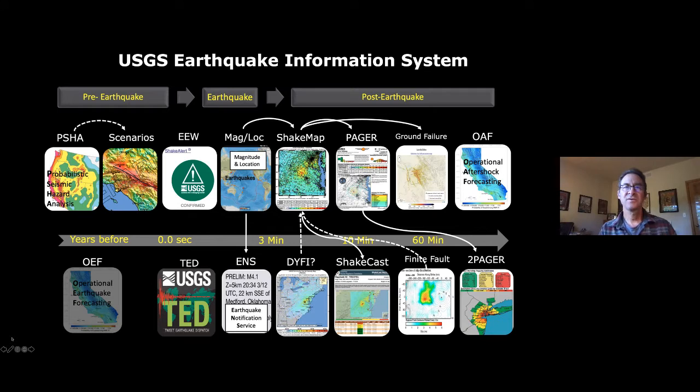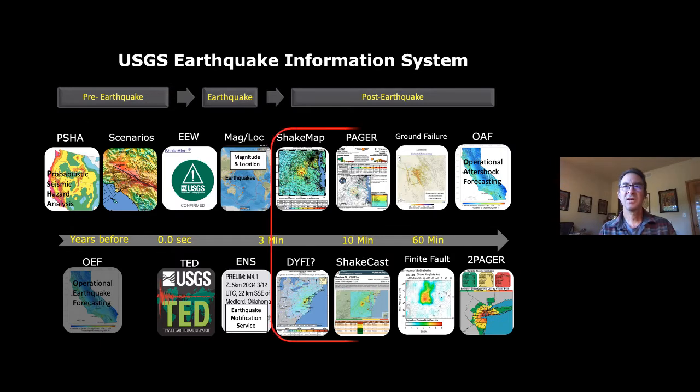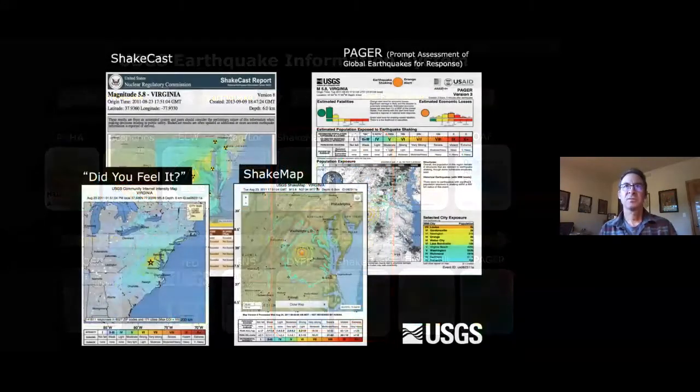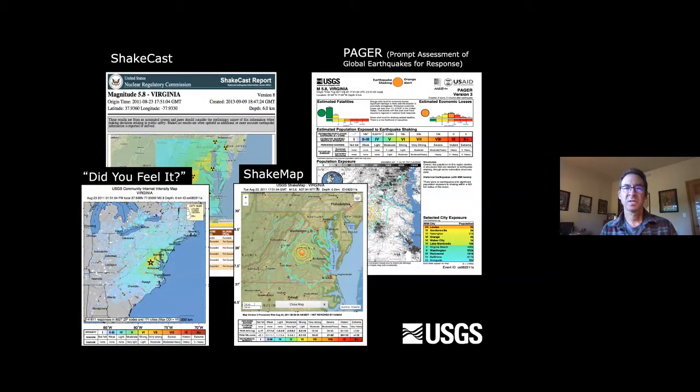And the Did You Feel It data, as you see, can also contribute to the ShakeMap, as I'll show you in a minute. So there's a dependency here that requires us to have a lot of these tools in-house in order to have these triggers of a product and an adjacent product to provide more information comprehensively. So what I'll do right now is focus on these 4 earthquake information tools, and these are the PAGER system, the ShakeCast system, the Did You Feel It, and the ShakeMap system.